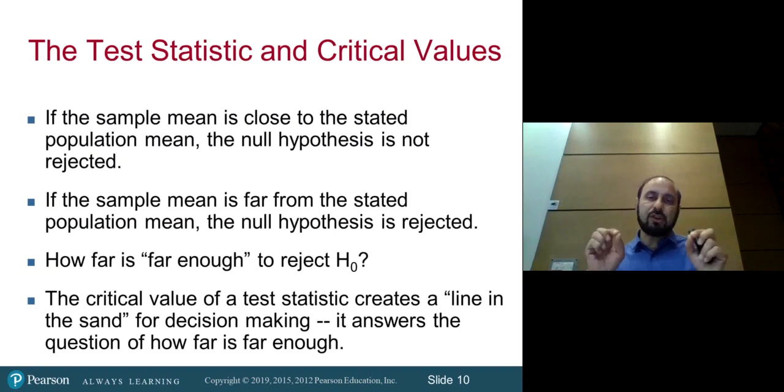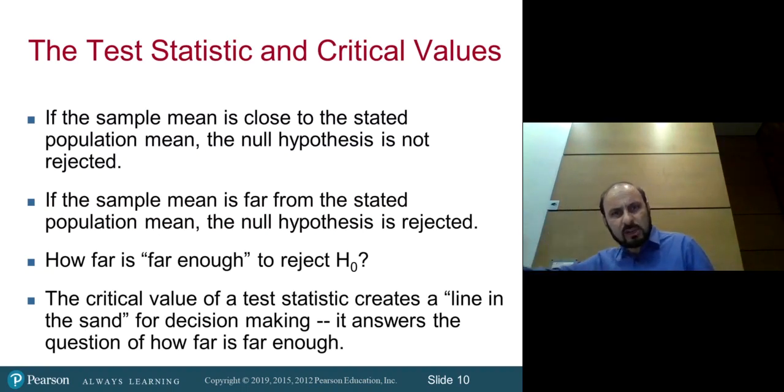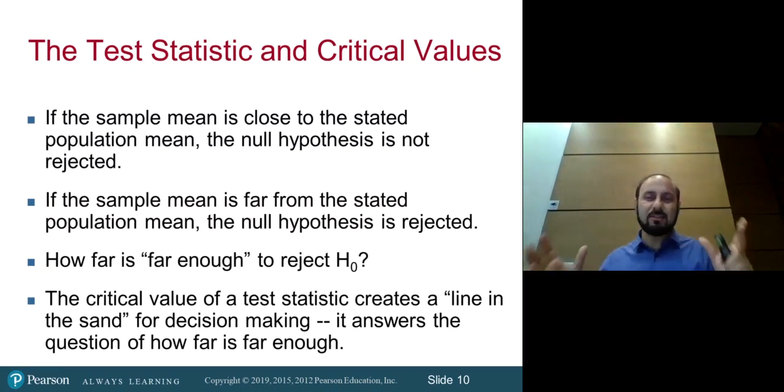But an interesting question is, how far is far enough to reject the null hypothesis? What do we mean by far? Is 1 digit far, 2 digits far, 10, 20, 50 digits far, right? Of course, far can be how far? So the critical value of a test statistic creates a line in the sand for your decision making. It answers the question of how far is far enough.